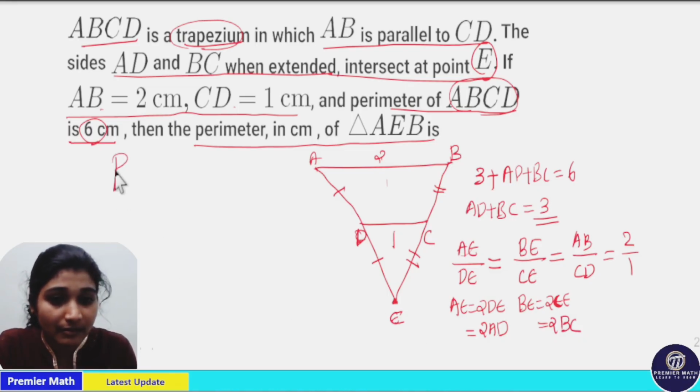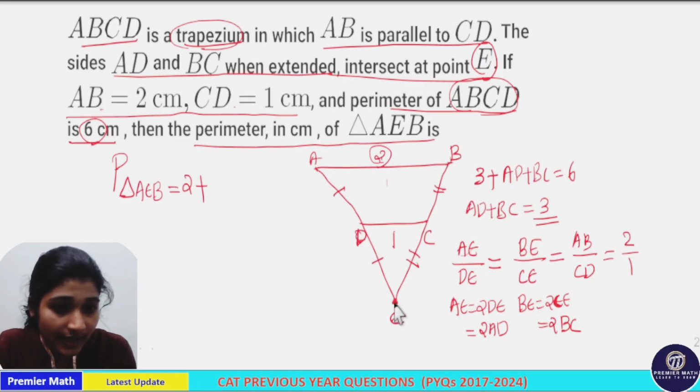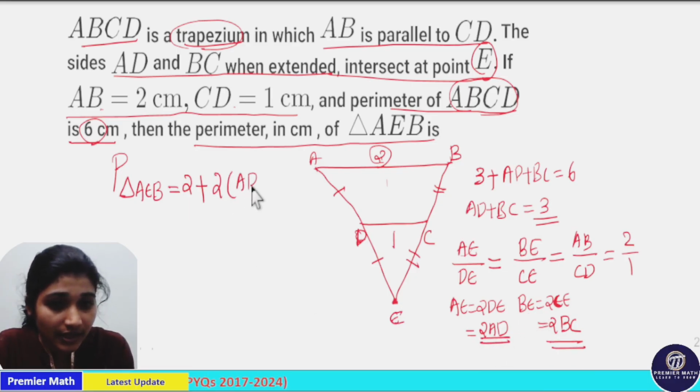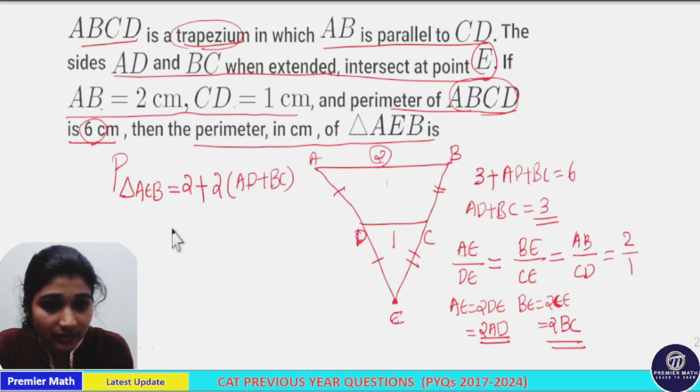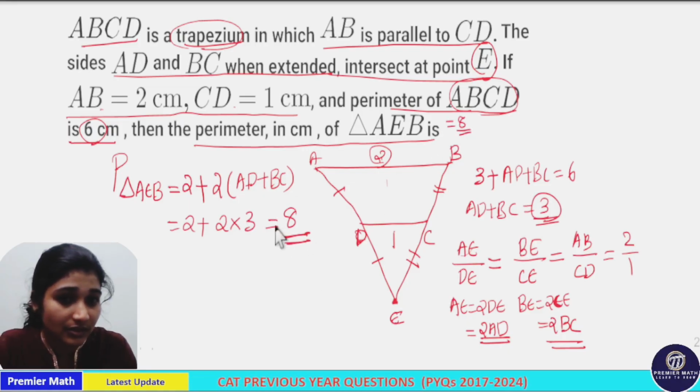Then here, the perimeter of triangle AEB is equal to 2 centimeter plus AE plus BE. AE is equal to 2AD and BE is equal to 2BC. So 2 times AD plus BC, which is 2 plus 2 into (AD plus BC), is equal to 2 plus 2 times 3, so this is 6 plus 2, 8 centimeter. So your answer is 8 centimeter. Perimeter of triangle AEB is equal to 8 centimeter.